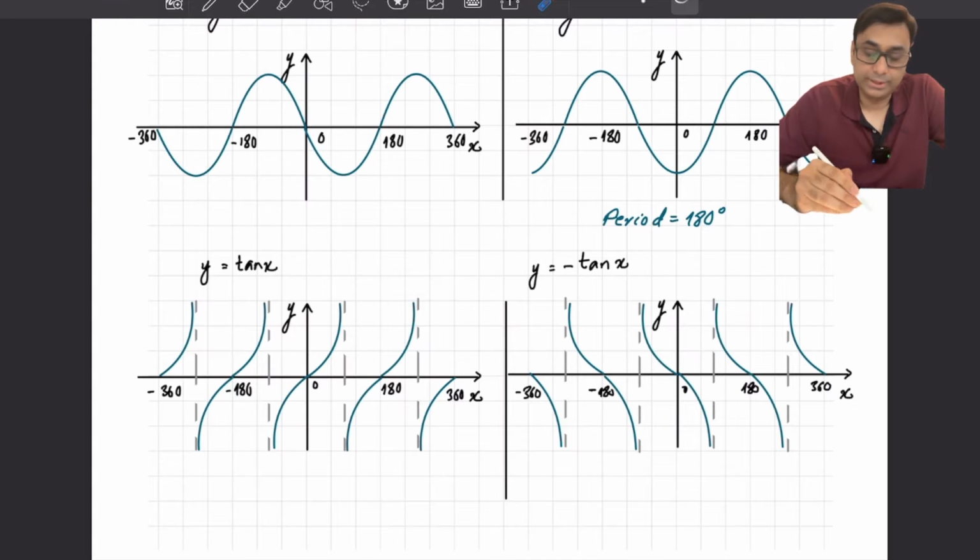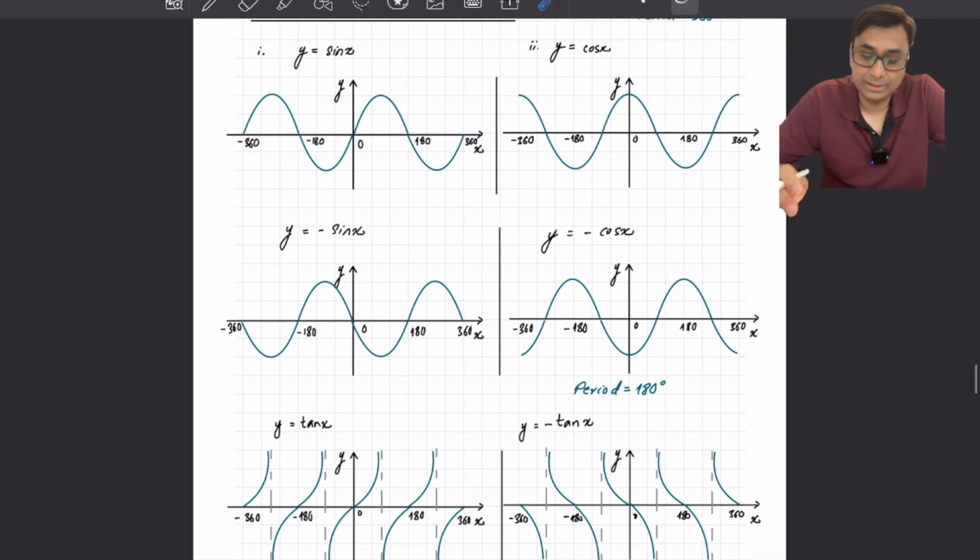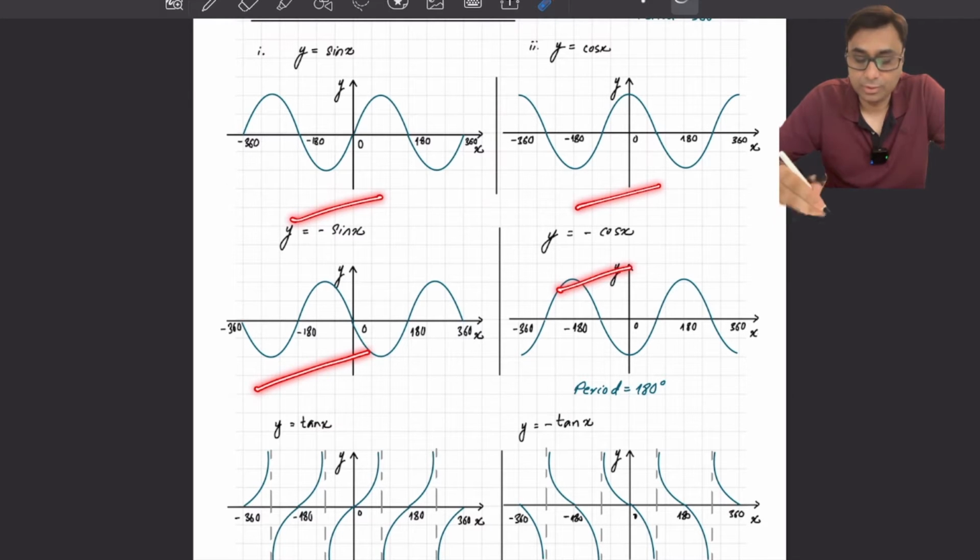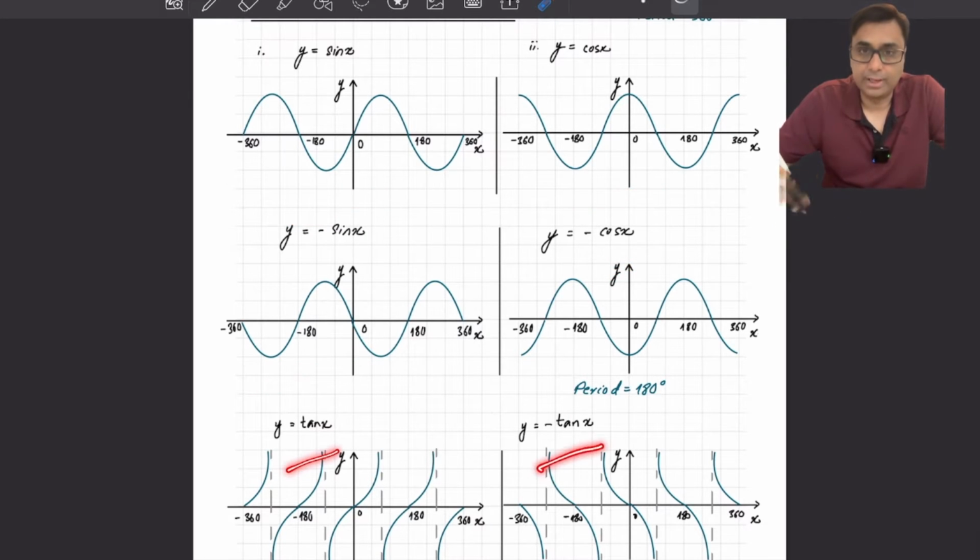But as I said, if you look at these 6 graphs, a sine and a negative sine, a cos and a negative cos, a tan and a negative tan, you really need to know all of these graphs for one positive cycle and one negative cycle so that you can sketch graphs in different situations.